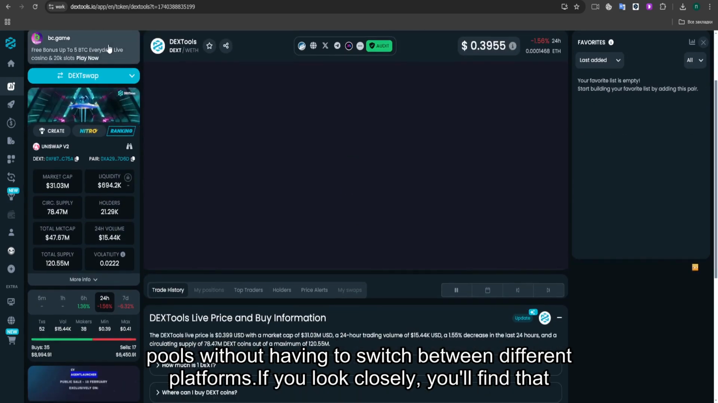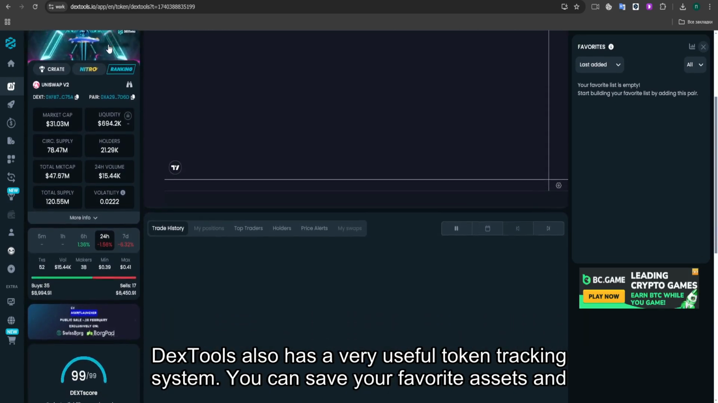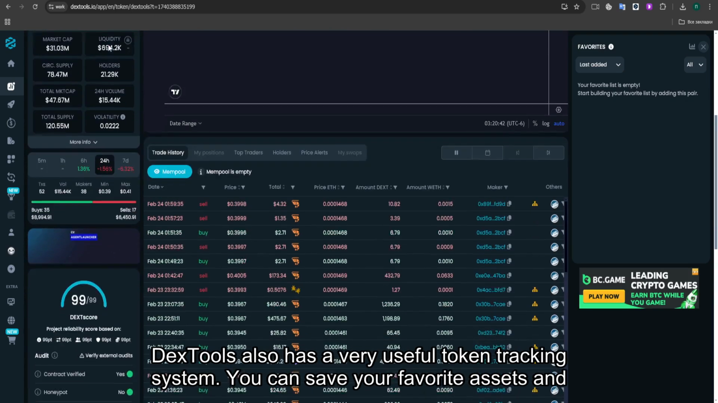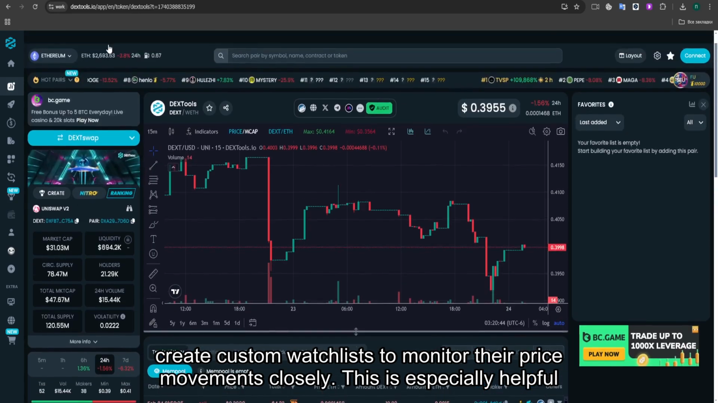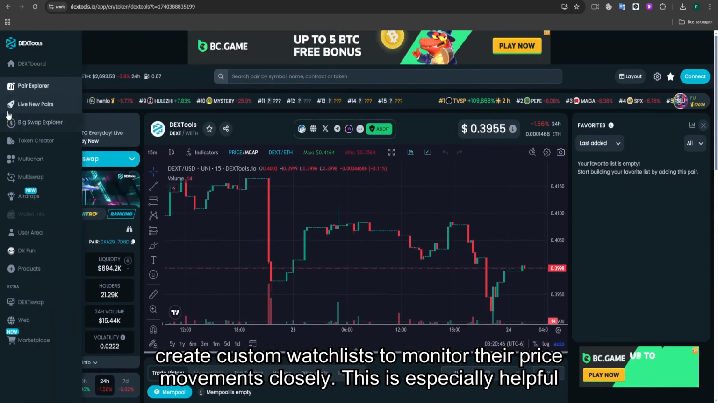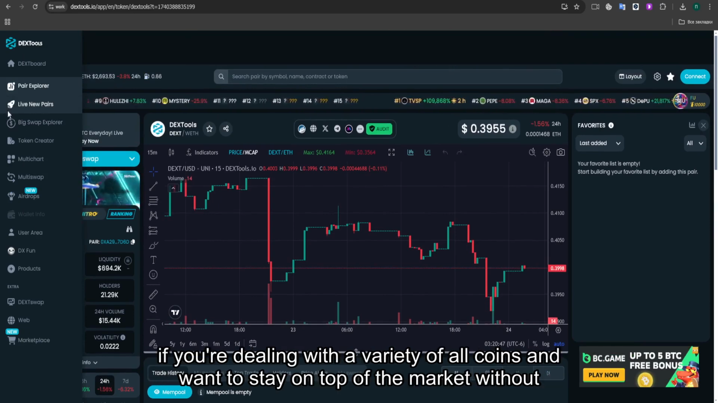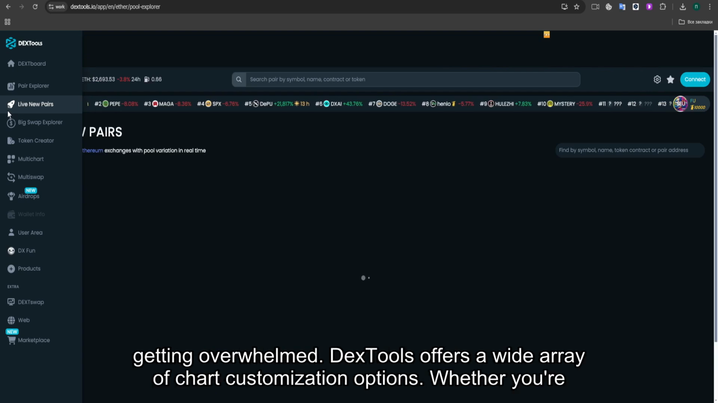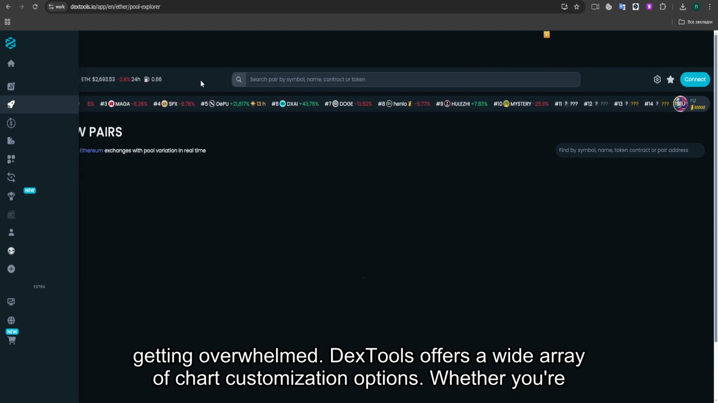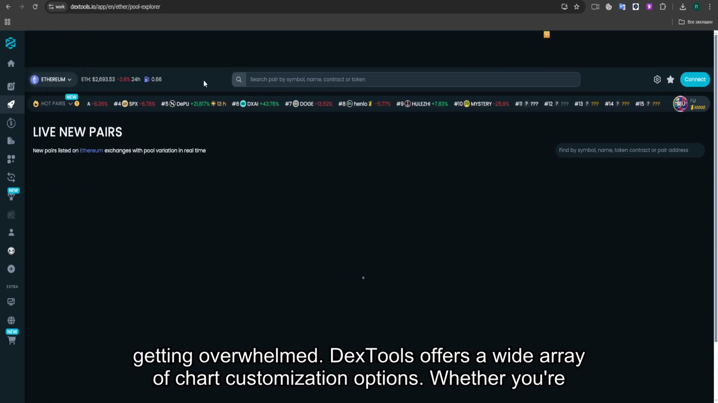If you look closely, you'll find that DexTools also has a very useful token tracking system. You can save your favorite assets and create custom watch lists to monitor their price movements closely. This is especially helpful if you're dealing with a variety of altcoins and want to stay on top of the market without getting overwhelmed. DexTools offers a wide array of chart customization options.